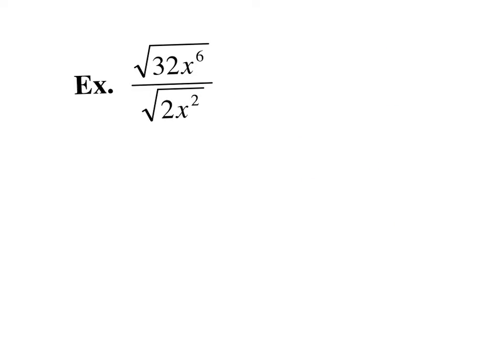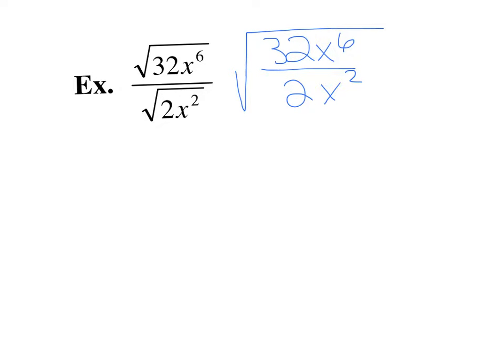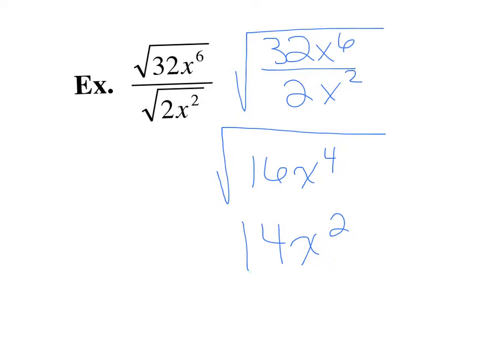All right, in this next example, we're going to do the same kind of thing. We're going to put these two expressions together under one big radical, and then we're going to simplify this resulting rational expression. So I'm going to leave the radical there. 32 divided by 2 is 16. And x to the 6th divided by x squared, if you remember those rules, you subtract those exponents, leaves you with 16x to the 4th. And this is a perfect square. The square root of 16 is 4. The square root of x to the 4th is x squared. So we have 4x squared.